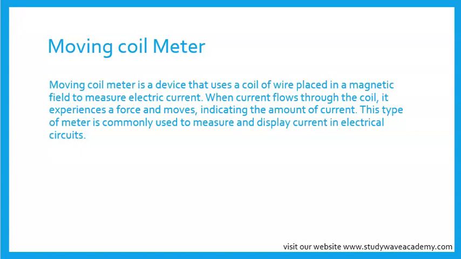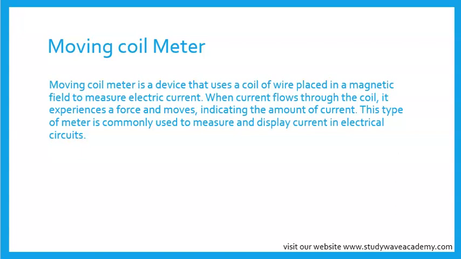Moving coil meter is a device that uses a coil of wire placed in a magnetic field to measure electric current. When current flows through the coil, it experiences a force and moves, indicating the amount of current. This type of meter is commonly used to measure and display current in electrical circuits. Do we understand that?